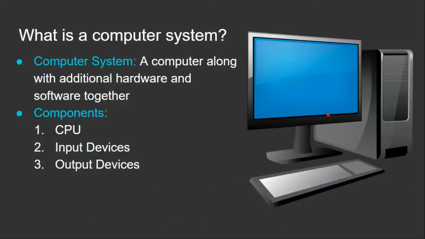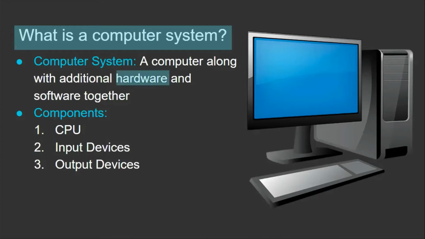So what is a computer system? Like it says over here, a computer system is a computer along with additional hardware and software together. Now hardware and software, I'm sure all of you are very familiar with these terms. Hardware is the physical components which you can actually feel and touch, and the software is what you see on your screen and cannot be physically touched by the user.